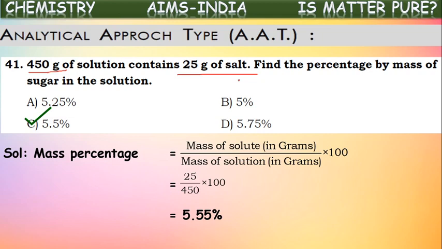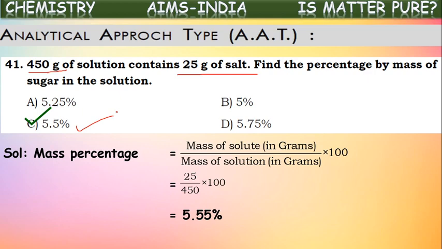Mass percentage equals mass of solute by mass of solution into 100. So solute mass is 25 grams, solution mass is 450 grams, into 100. So we get it as 5.5 percentage, 5.55. Because in the options it is given 5.5, so it will be the correct answer.